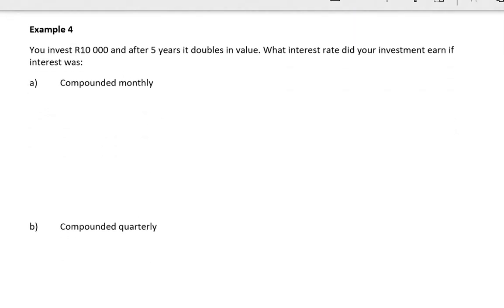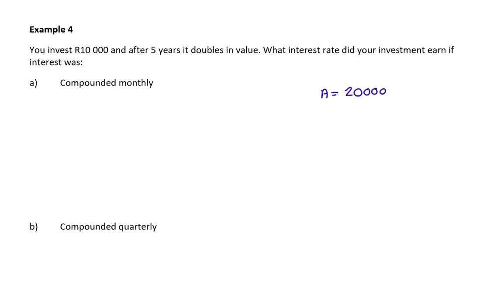Okay, let's look at a last example. Example 4 says you invest 10,000 Rand and after 5 years it doubles in value. What interest rate did your investment earn if it was compounded monthly? So it doubled in value to 20,000 Rand. I started with an original investment of 10,000 Rand. My interest rate, I don't know, so I'm going to call it I. But just be careful, it was compounded monthly. So whatever interest rate this was, you would have to divide it into 12 equal installments.